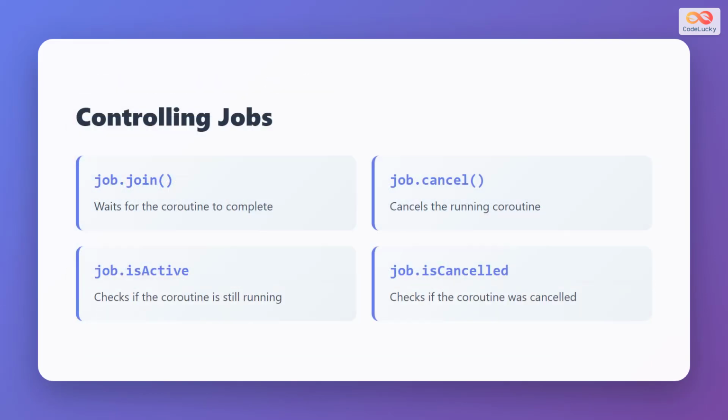The job object returned by launch provides several useful methods to control your coroutines. The join method waits for the coroutine to complete before continuing. The cancel method cancels the running coroutine if it's no longer needed. You can also check the coroutine's state using properties like isActive, which tells you if the coroutine is still running, and isCancelled, which indicates whether the coroutine has been cancelled. These methods give you fine-grained control over coroutine execution.